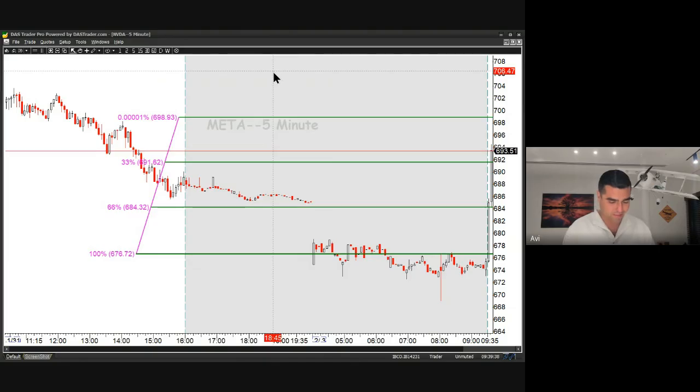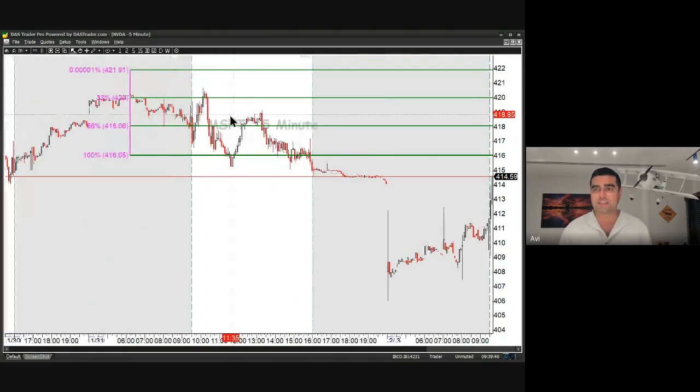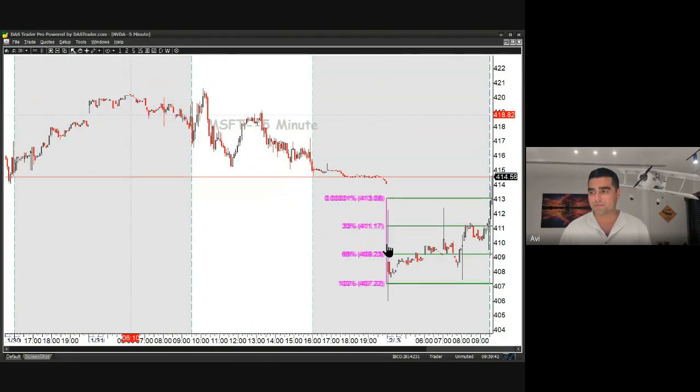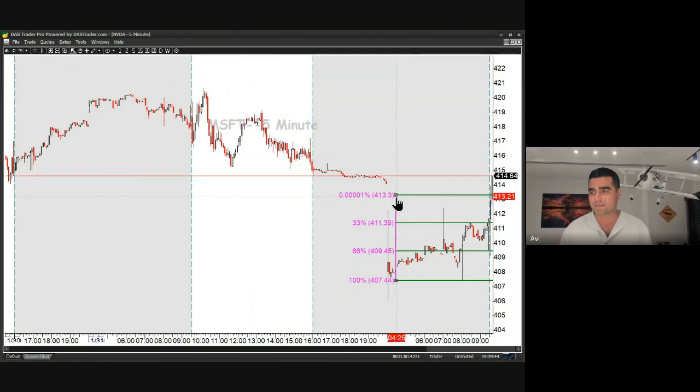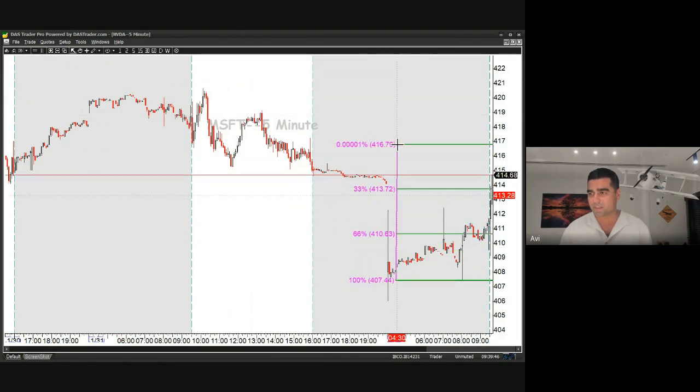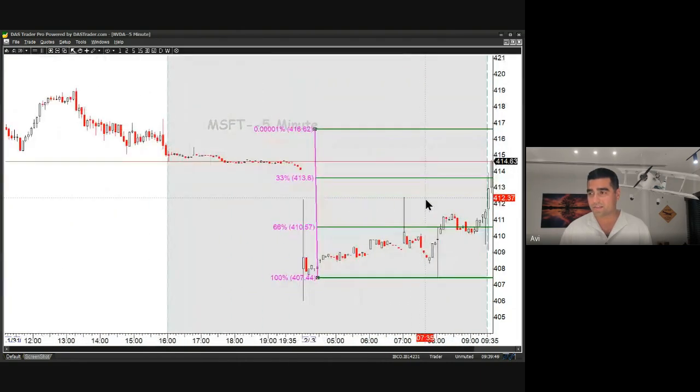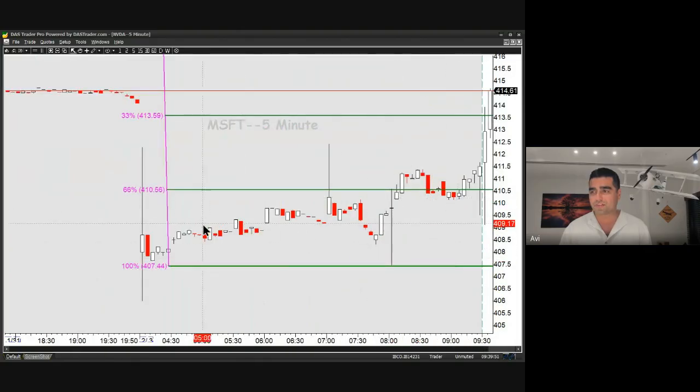Oh, here's another one. Look at this, guys. Microsoft. These setups are just everywhere all the time. Look at this. Let's put in the measured move. So Microsoft, it came up to the level, did a breakout.